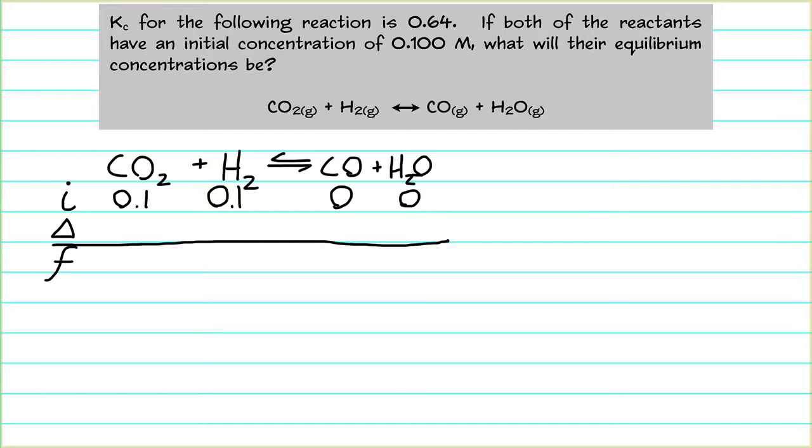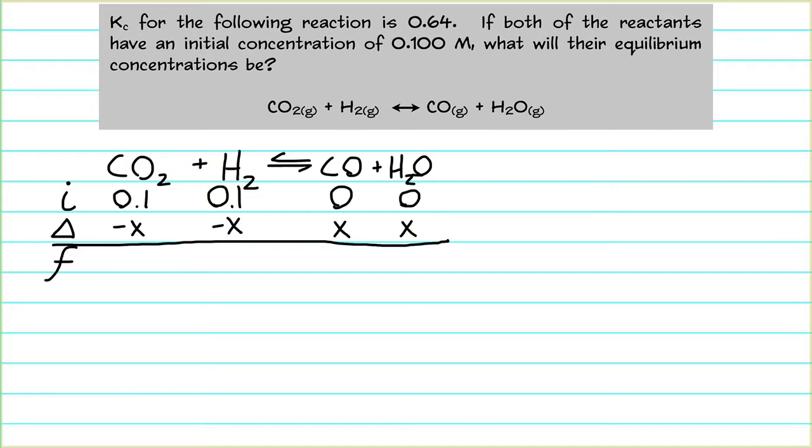Next, we need to figure out what direction the equation is going to be going. Well, we're only starting with reactants, so their concentration is going to decrease, since that's the only way the equation can go. So we're going to take away x from the carbon dioxide, take away x from the hydrogen, and we're going to produce x for carbon monoxide and x for water.